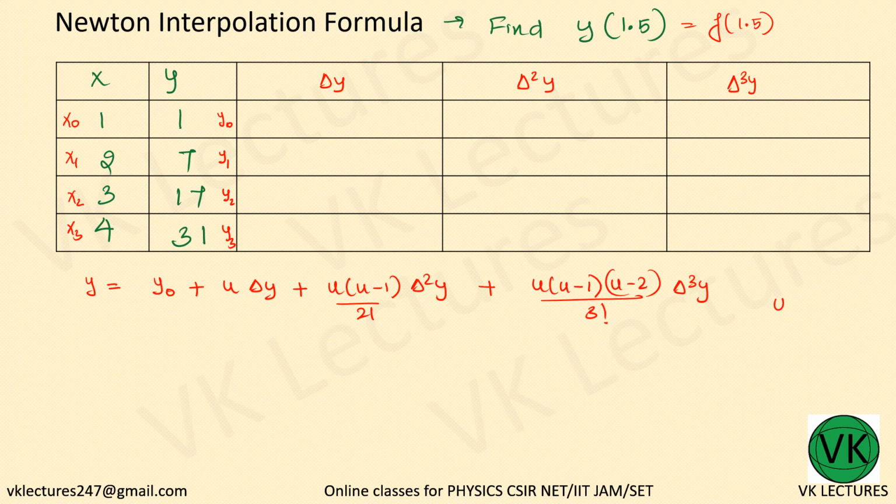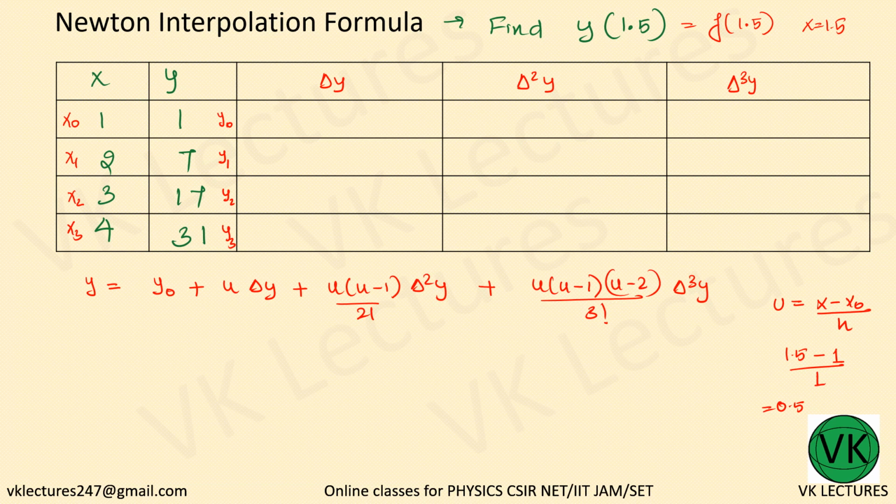Now what is u? u is equal to x minus x naught by h. Now x is what we need to find, x equal to 1.5. So 1.5 minus x naught is 1, divided by h, the width from x naught to x1. Okay, so width is 1, so that's equal to 0.5. So u is 0.5.